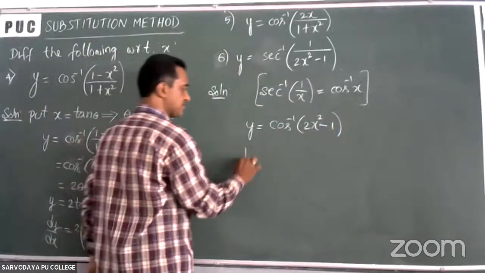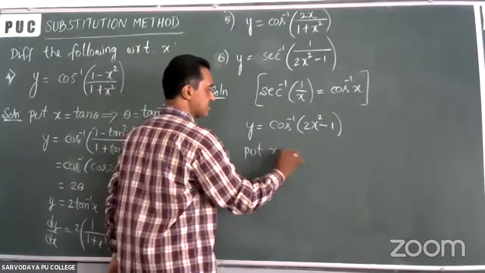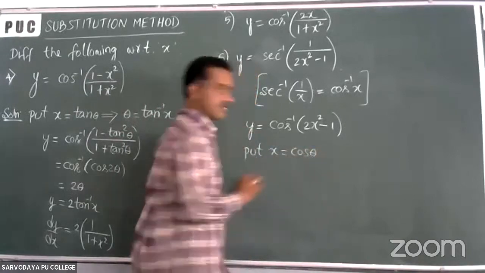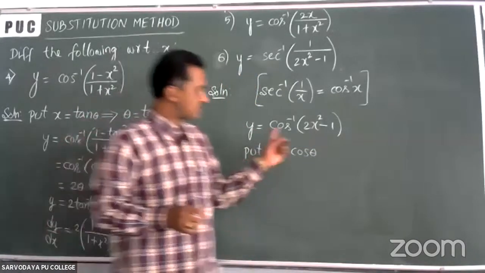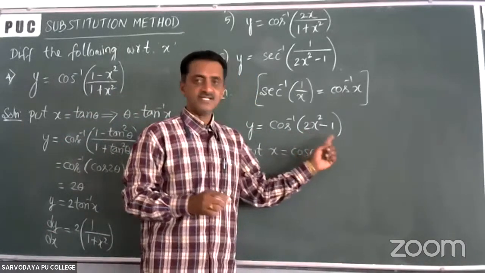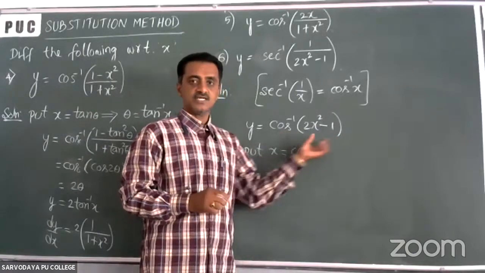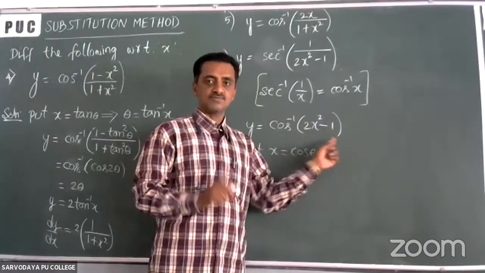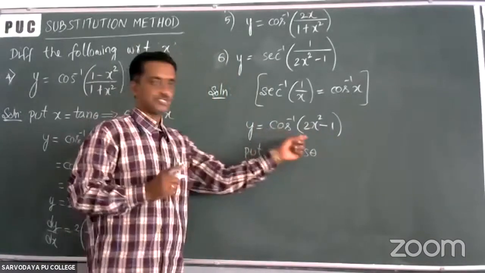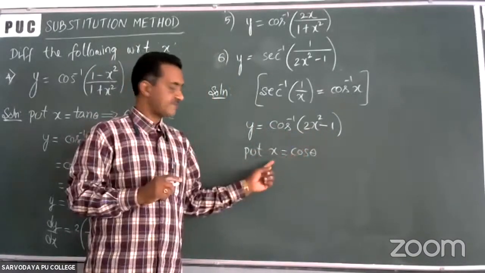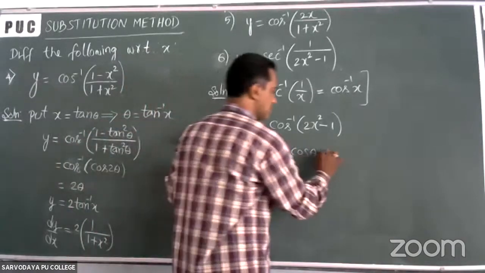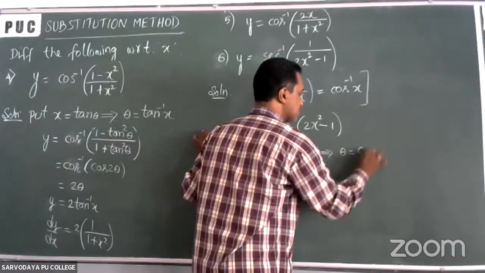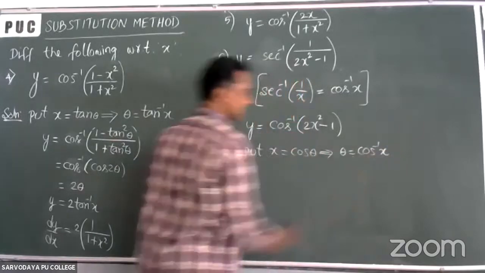Next, now you have to start the substitution. Put x is equal to cos theta. If somebody asks why cos theta, you have to say: this is 2 cos square theta minus 1, and here there is cos inverse, so we are looking for cos to appear here too. When does cos come? There is a formula 2 cos square theta minus 1, and in that formula cos 2 theta comes. For that reason I am using x is equal to cos theta; you should be able to give the reason. So theta is equal to cos inverse x.